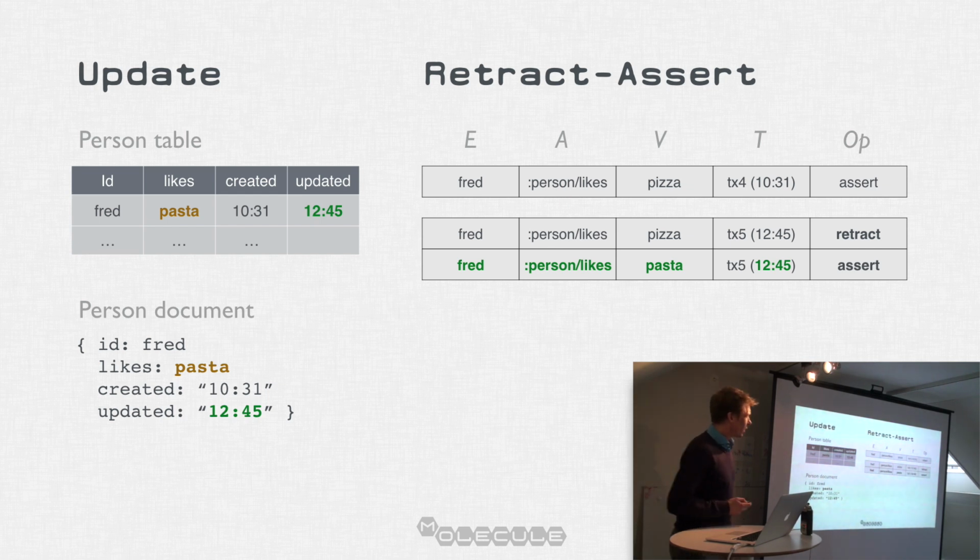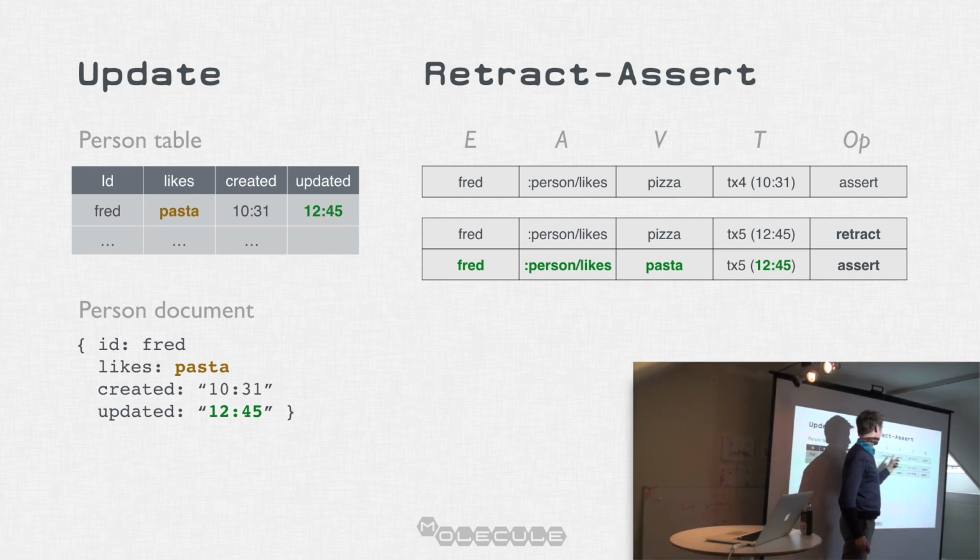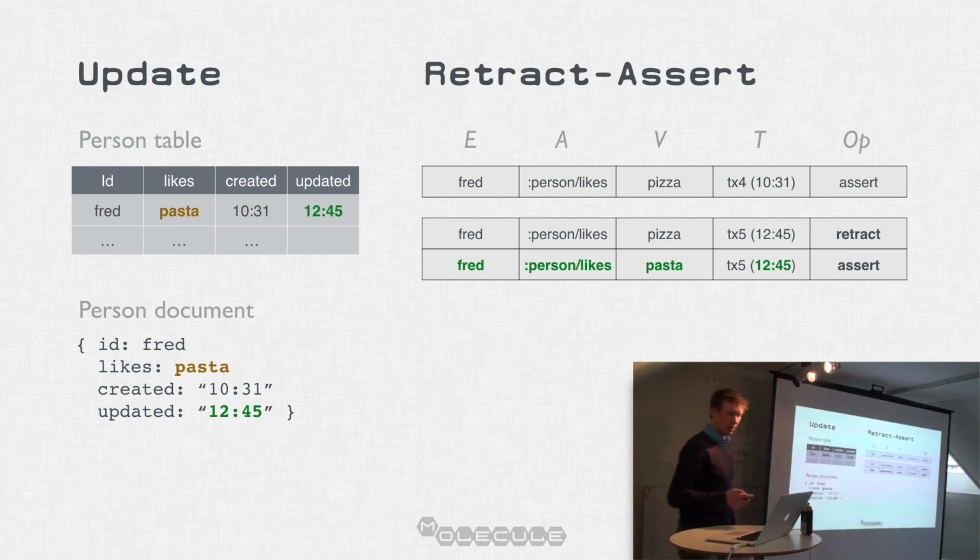So in Datomic, two things happen when you assert a new value for the same attribute and the same entity. The old value is retracted, and the new value is asserted. So that gives you information that at 10:31 it was asserted that Fred likes pizza. But then at 12:45, Fred likes pizza, not, right? And then Fred likes pasta. So that gives you the time perspective to when things happened.